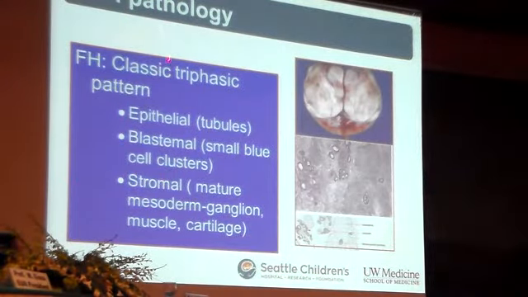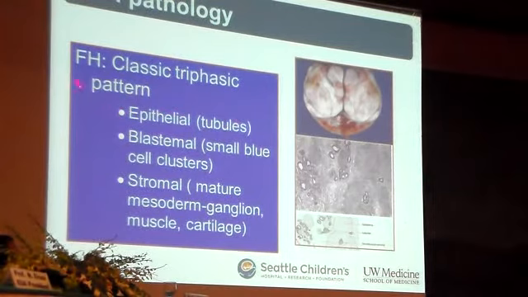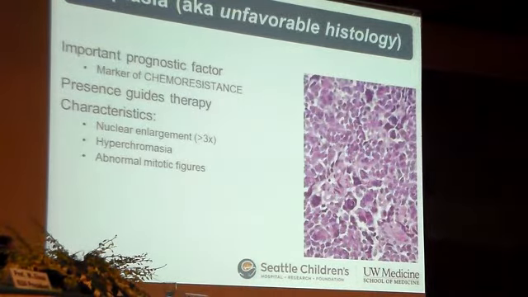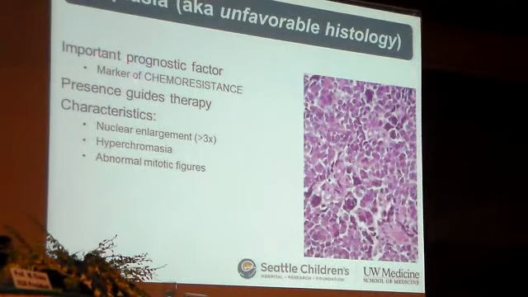The pathology of Wilms tumor is a classic triphasic pattern. You have epithelial, blastemal, and stromal components. So that's the classic triphasic pattern of Wilms tumor. The prognostic factors with Wilms tumor are favorable histology versus unfavorable histology. Unfavorable histology, also called anaplasia, has a poorer prognosis than favorable histology.